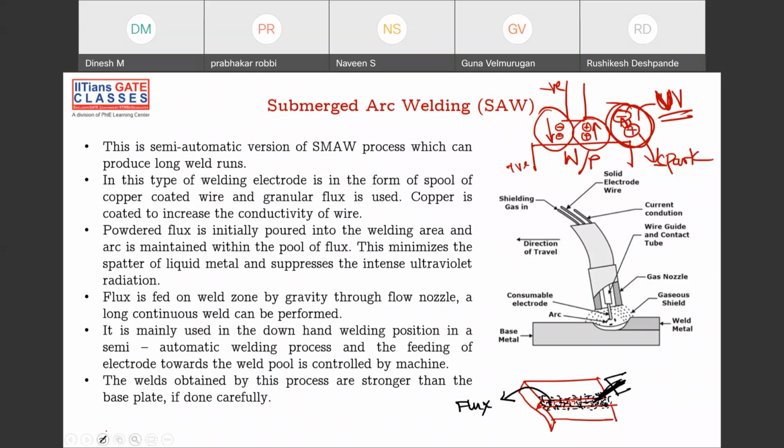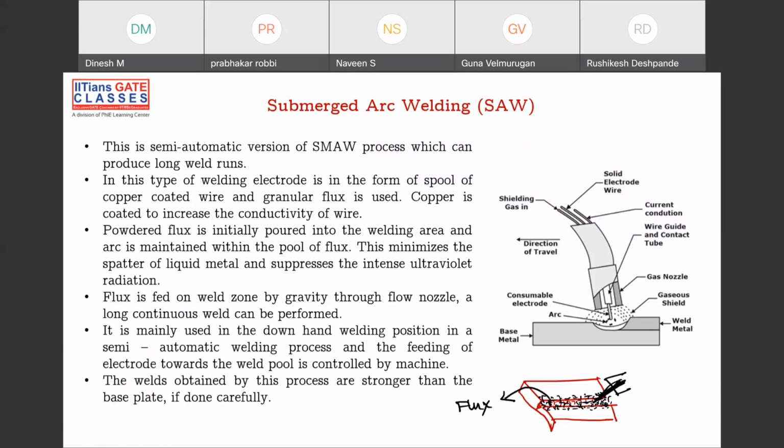Okay? And here, in the case of submerged arc welding, there is no need to use any goggles. Why? You should use them, but the arc is already submerged inside the flux, so there is no point of ultraviolet radiation. Even though some ultraviolet radiation is there, it is suppressed in this process. Also please remember, the welds done by submerged arc welding are much stronger than the base plate, whatever weld deposition you have done here. That is the important point of submerged arc welding.